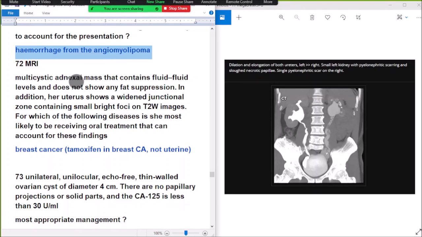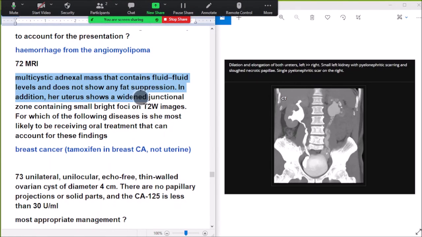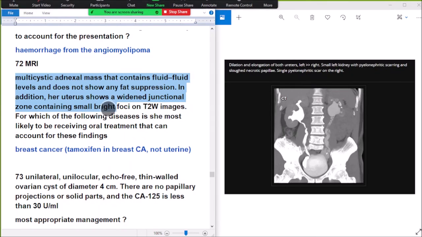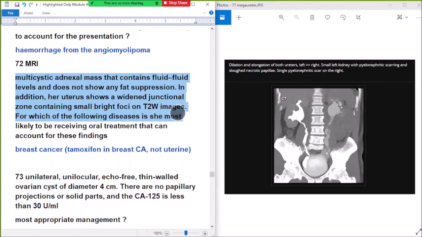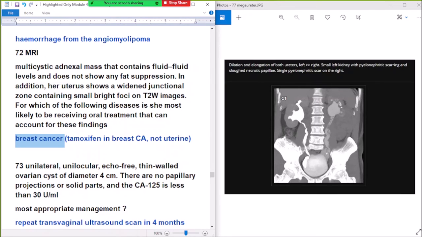Question number 72. MRI shows a multicystic adnexal mass that contains a fluid level and does not show any fat suppression. In addition, her uterus shows a widened junctional zone containing small bright foci on T2 weighted images. Which of the following diseases is she most likely receiving oral treatment for that can account for these findings? Breast cancer. She takes tamoxifen for breast cancer. It causes multicystic adnexal masses that contain a fluid level and do not show any fat suppression, and the uterus shows a widened junctional zone containing small bright foci on T2W.